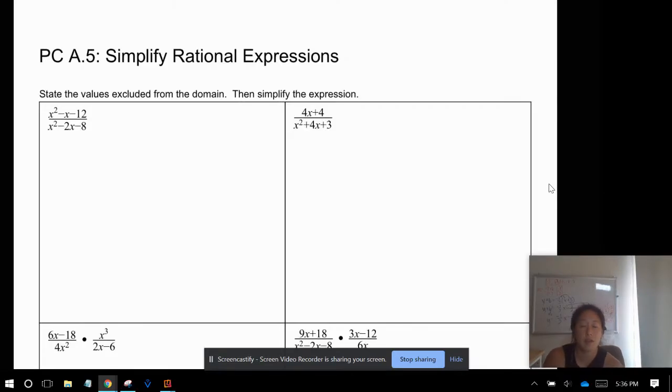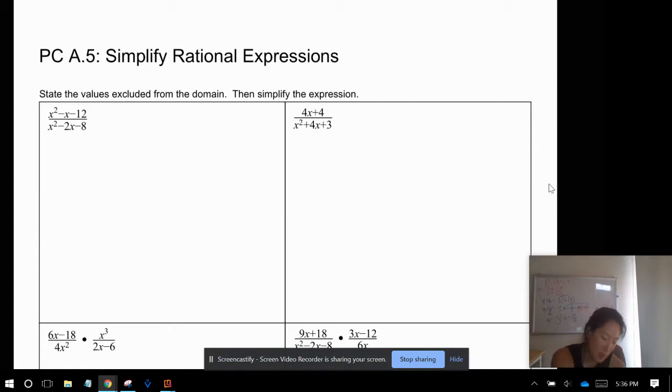We're simplifying rational expressions today, and this is very technical, so you have to be very detail oriented. One of the things we're going to start with is writing the domain. Basically, which x values can't we include in the domain is how we're going to write it.